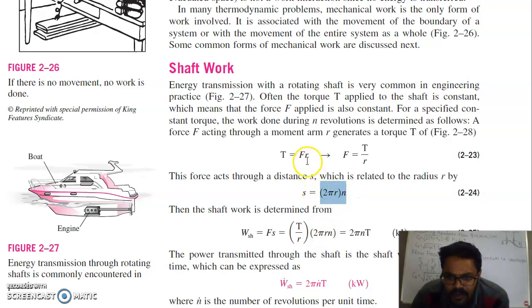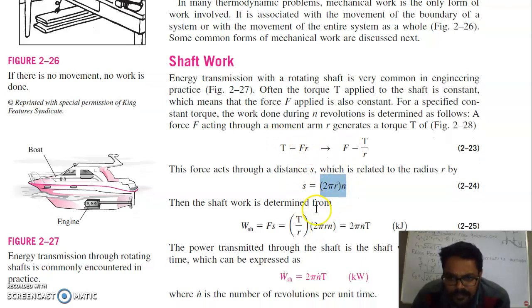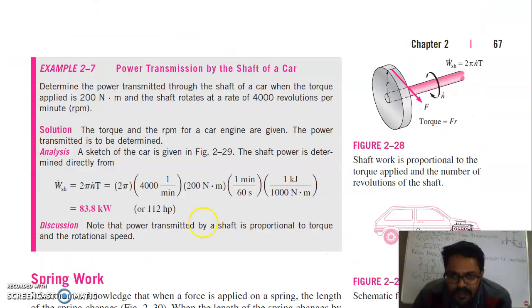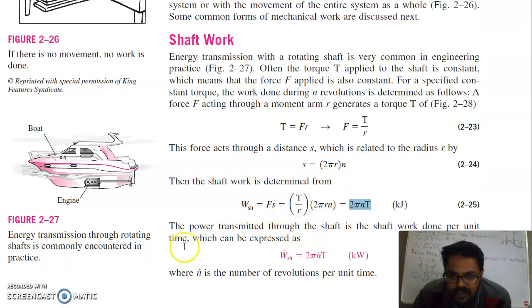When you put this value here, you will get the value of torque. From this equation you can find the force. Now work is equal to force times distance. After solving, shaft work is equal to 2 pi n T. So this is the shaft work which we will see across the shafts. The power transmitted through the shaft is the shaft work per unit time, which can be expressed as 2 pi n T, where n is the number of revolutions per unit time.